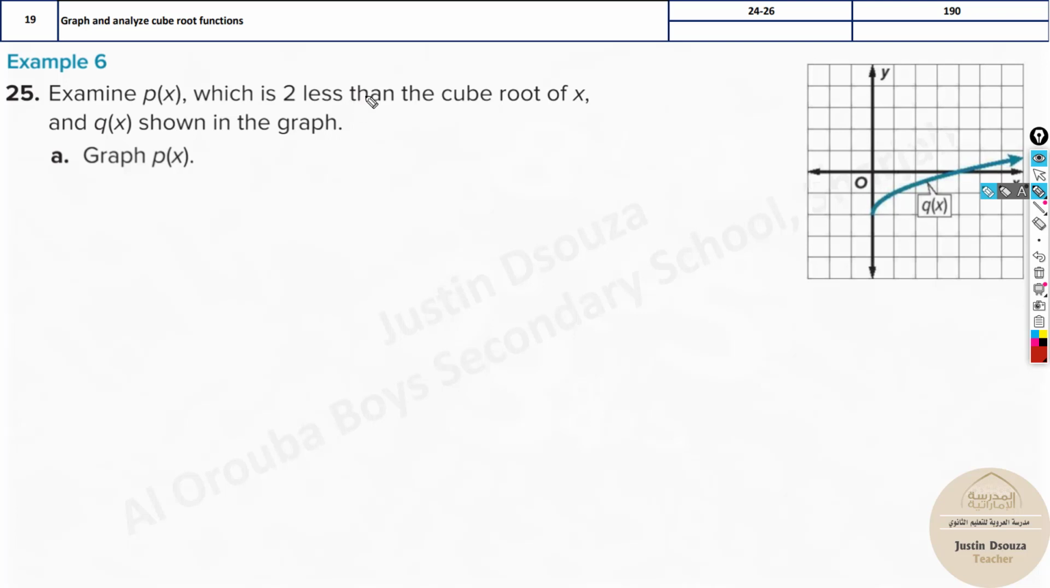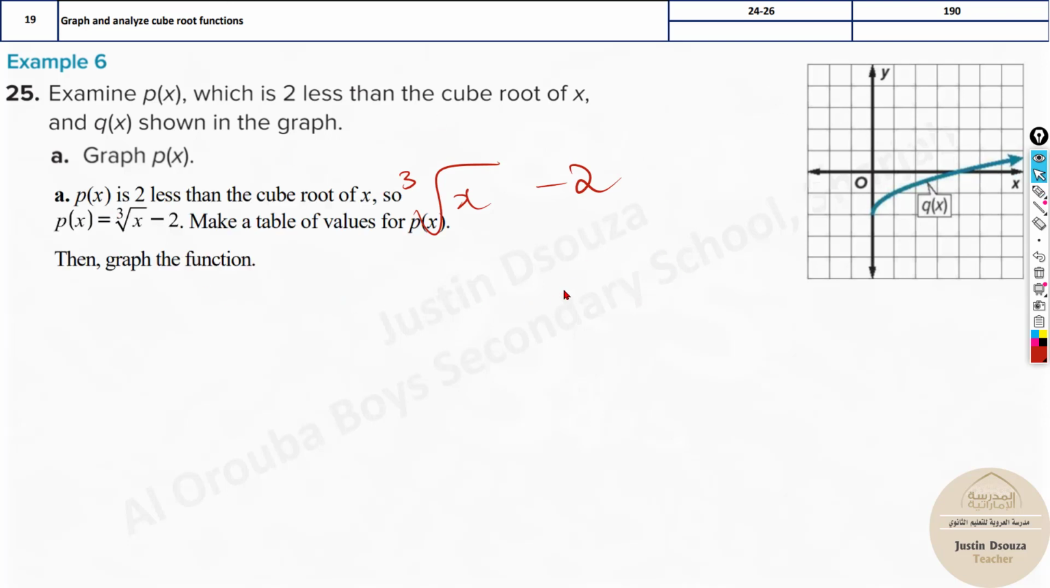P of x, which is 2 less than the cube root function. Okay, what is the cube root function? x, this, but 2 less, so -2. Okay, this is the graph. Let's just check the answer. Yeah, that's the equation. Now you need to graph this one because the square root function is given.